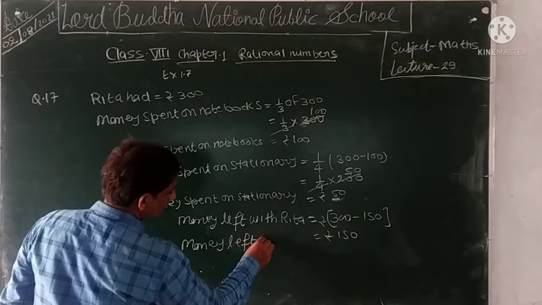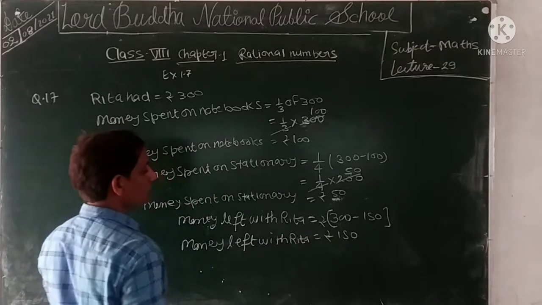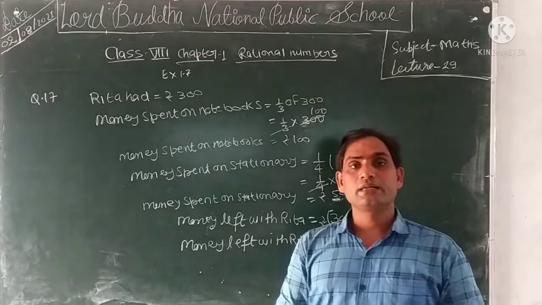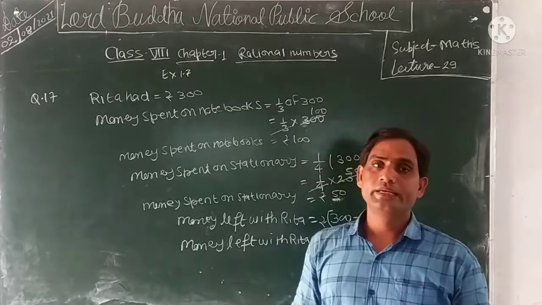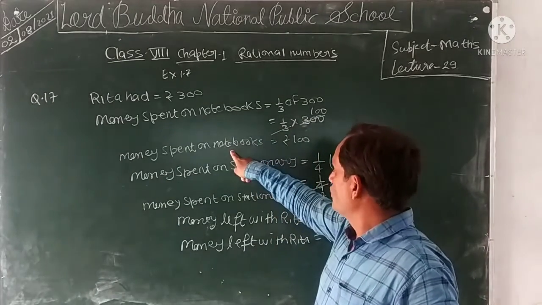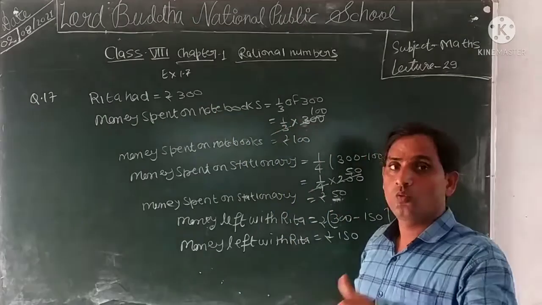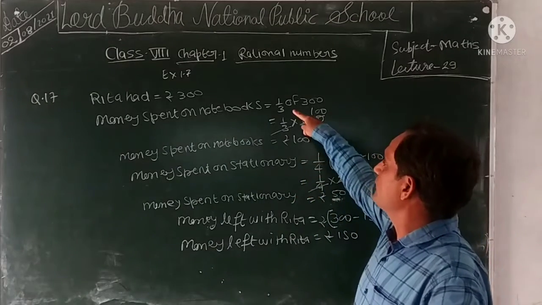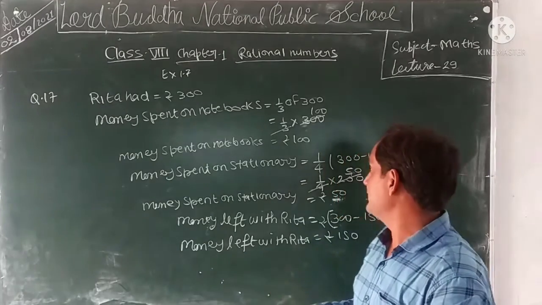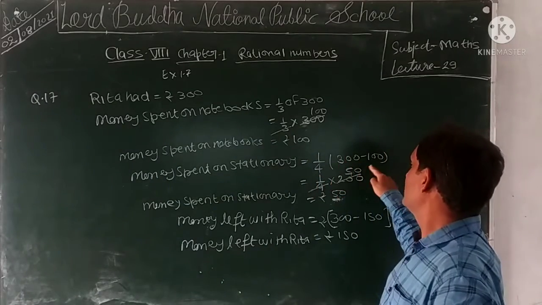Money left with Rita equals 150. This is our answer. In the question, in the starting Rita had 300. She spends her money on two necessities. First, on notebooks, 1/3 of total money, and 1/4 of the remainder on stationery. First of all, we find 1/3 of 300, which is 100, and 1/4 of the remainder means 300 minus 100 is 200. So 1/4 of 200 is 50.